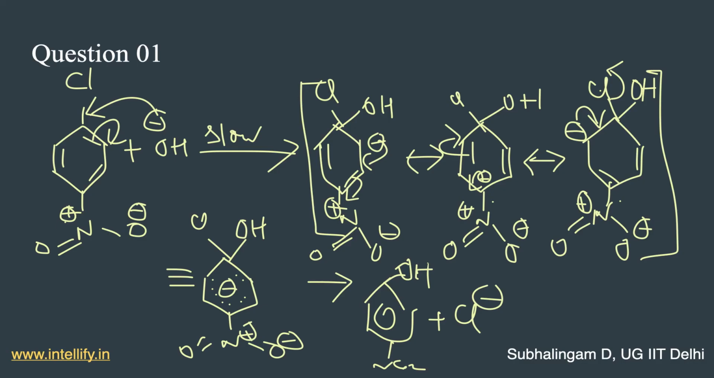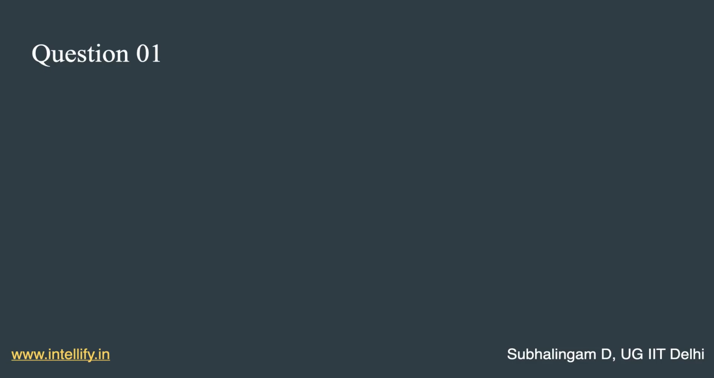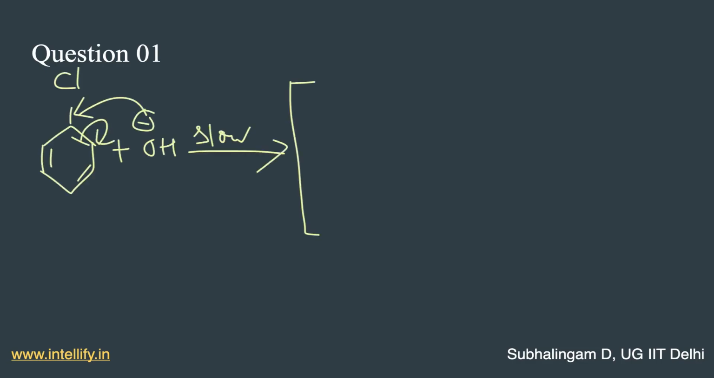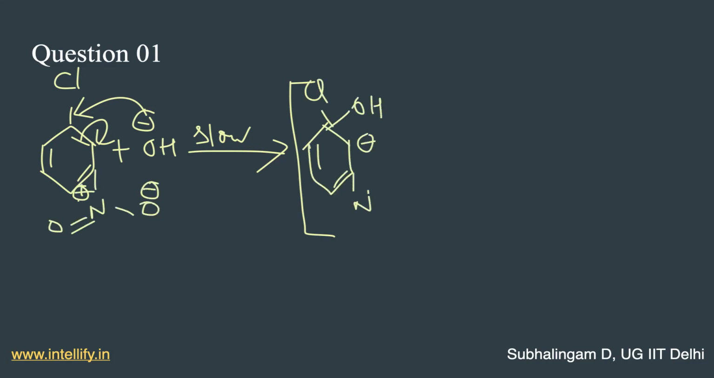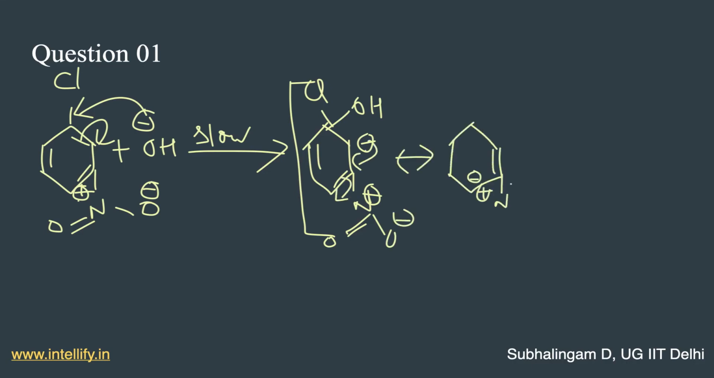So what happens if we have the nitro group at meta position? Let's try to draw it. So now I take the nitro at meta position. I again forgot NO2 group, I'm sorry. Yeah, so now we get similar resonating structures we can draw, it's pretty much the same thing.